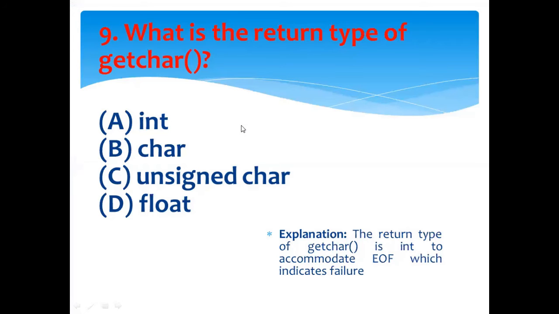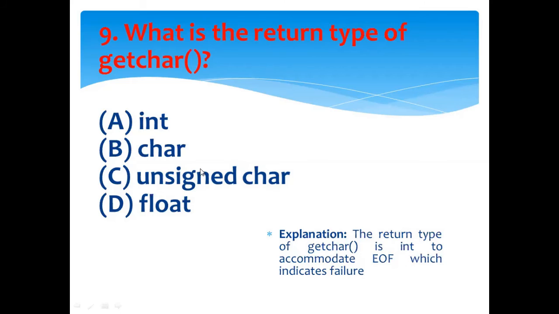Now we shall check with another question. What is the return type of getchar? Getchar is basically used in order to get a character, to resemble an end of a file. Getchar is used to come out from our output console back to our editor. That is why we are using a getchar, as if we have kept a note of explanation. The return type of getchar is integer because it needs to accommodate the end of a file, which indicates a failure.